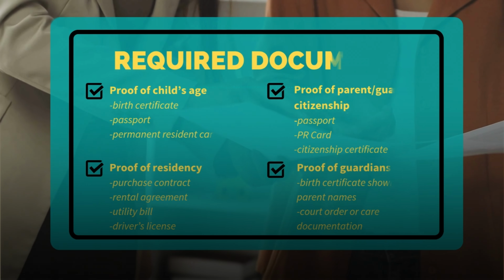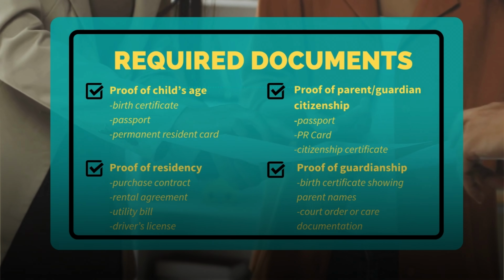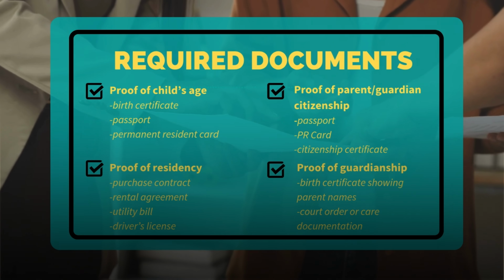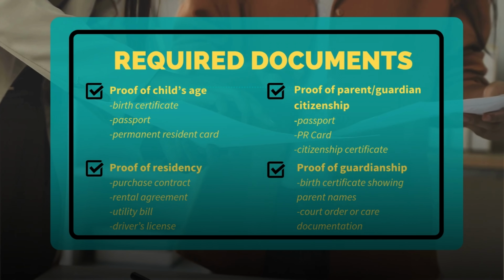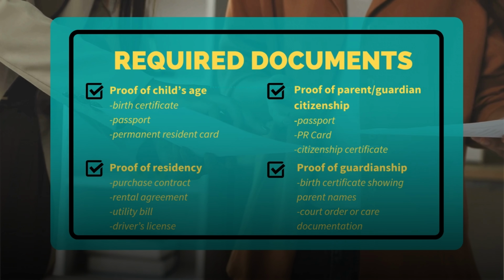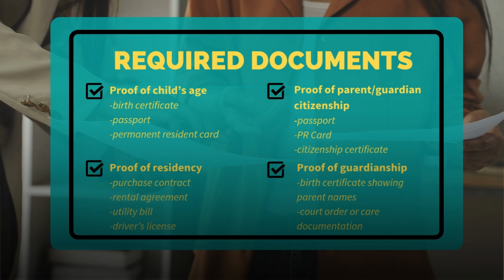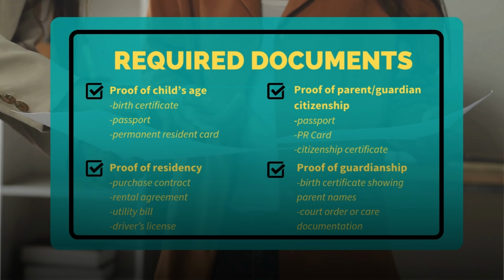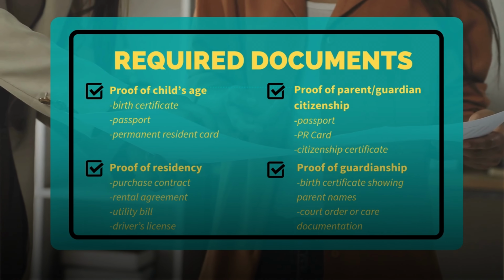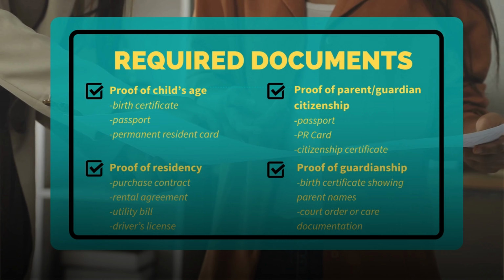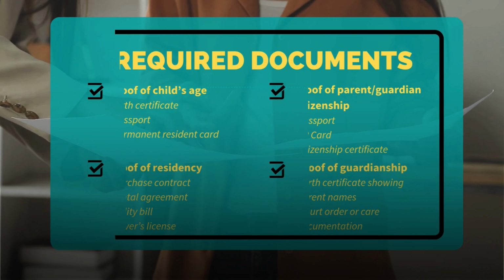Once you know your catchment school, you'll need a few key documents to complete your child's registration. Proof of your child's age can come in the form of a birth certificate, passport, or permanent resident card. Proof of parent or guardian's citizenship can come in the form of a Canadian passport, a PR card, or a citizenship certificate. Proof of residency can come in the form of a purchase contract, rental agreement, utility bill, or a BC driver's license. And proof of guardianship can come in the form of a birth certificate showing parents' names, court order, or care documentation. Having these ready ahead of time helps the process go smoothly and prevents delays.